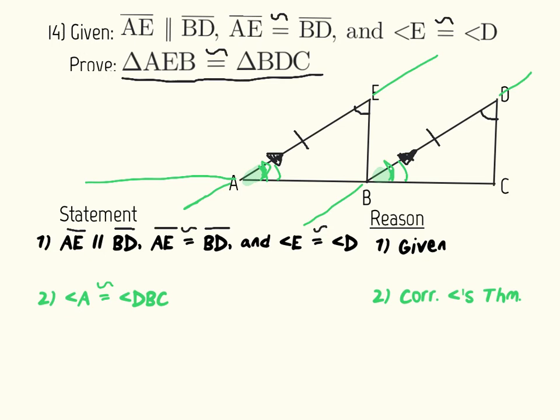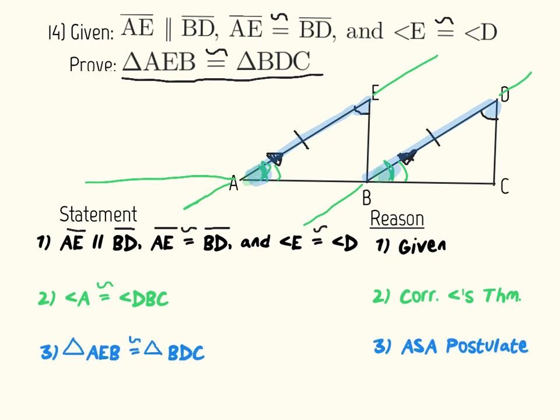Well, now if I look at my triangles, I have this angle right here, side in the middle, and this angle right here, congruent to angle, side, angle. So that means the triangles are congruent. So we say triangle AEB is congruent to triangle BDC by the angle side angle postulate.